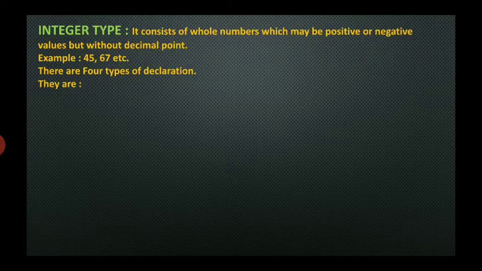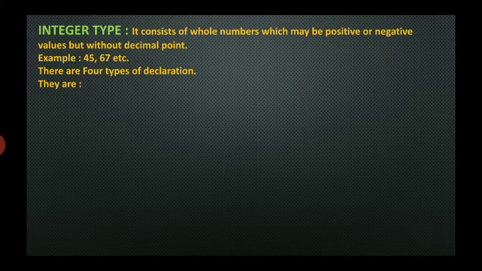Now comes integer type, the first numeric type of data type. It consists of whole numbers which may be positive or negative values but without decimal point. That means integer type of data can be whole numbers, can be negative as well as positive numbers, but it cannot hold decimal values. Example, say 45, 67, or you can also say minus 45 or minus 67.